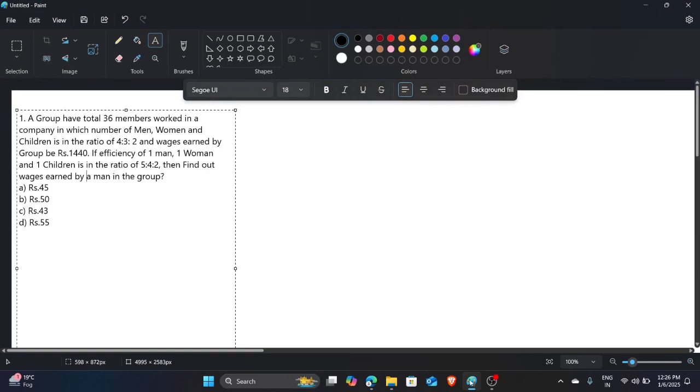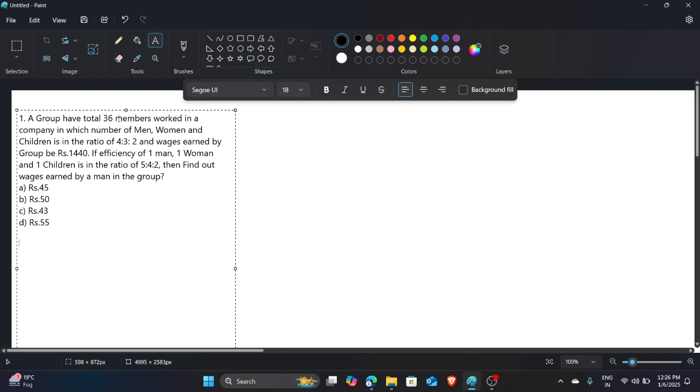So I have a PDF in which there are the quantitative aptitude questions of Tech Mahindra. So let me practice some Tech Mahindra quantitative aptitude questions so that you have an idea of the level Tech Mahindra has in their first rounds. Okay, so now this is the first question.